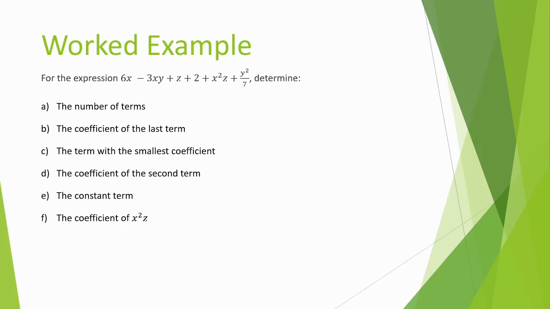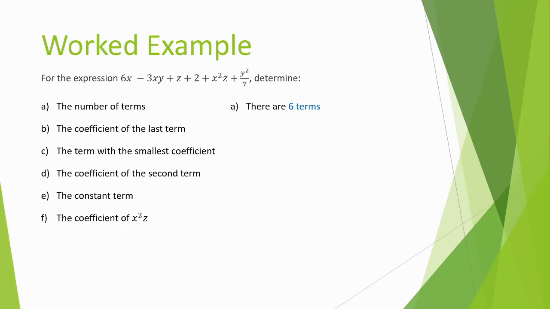So if we're going through the number of terms, each term is separated by either a plus or minus. So we can see that there are 6 terms there. We have the 6x, we have the negative 3xy, we have the z, we have the 2, we have the x squared z, and we have the y squared over 7.